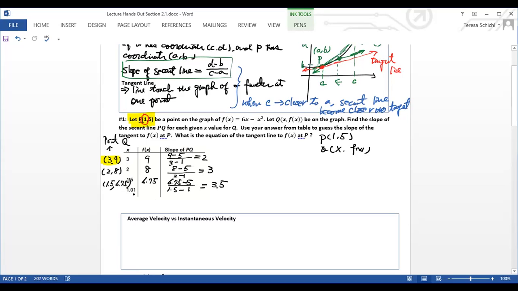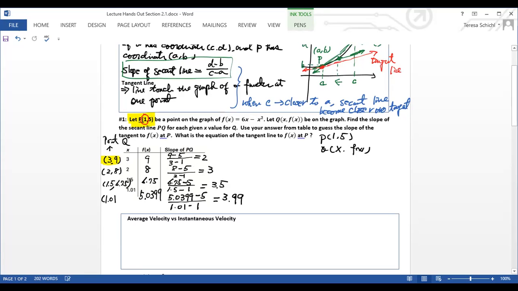Okay, now I'm choosing another one very close to 1. I'm choosing 1.01. You put 1.01 into f of x, and if you put it into your calculator or do a quick calculation by yourself, you get 5.0399. Now let's take a look at the slope here: 5.0399 minus 5 over 1.01 minus 1, right? So what is this one here?